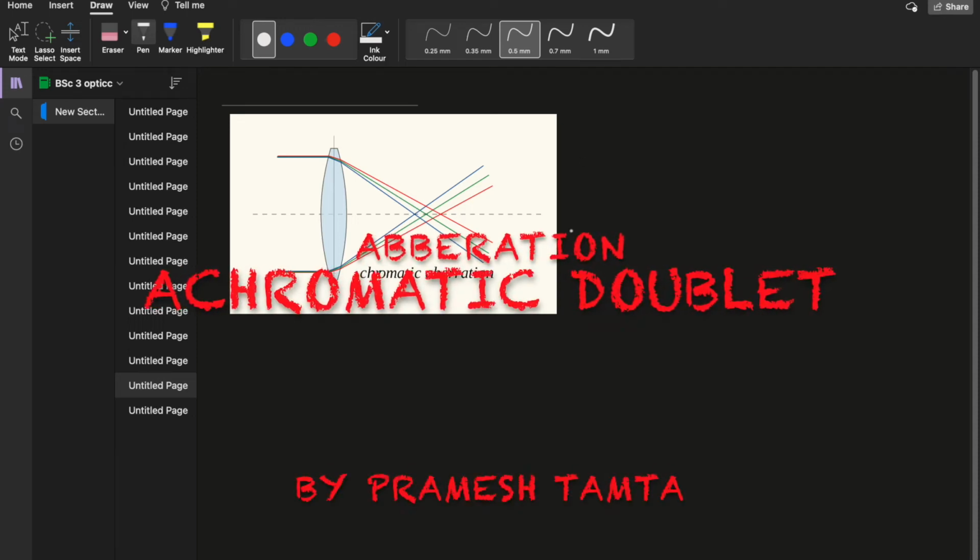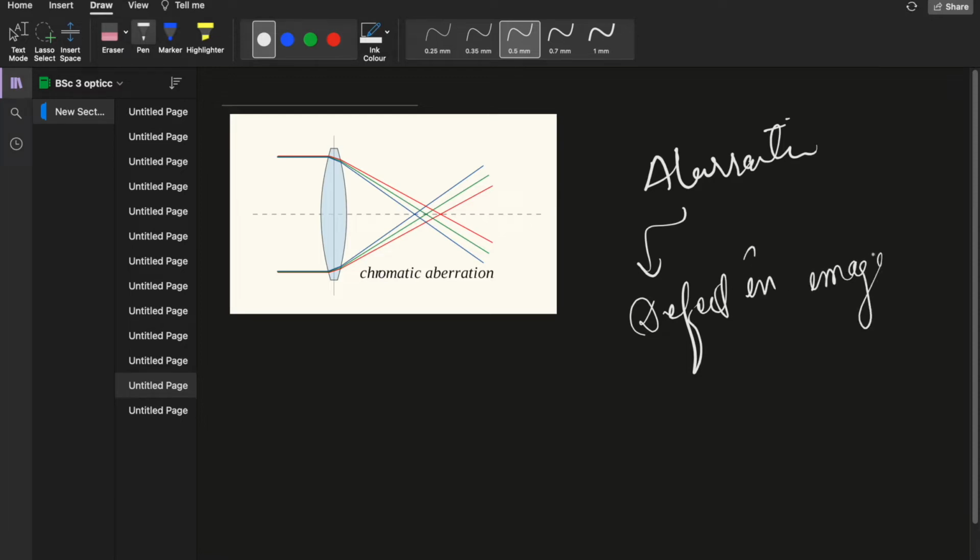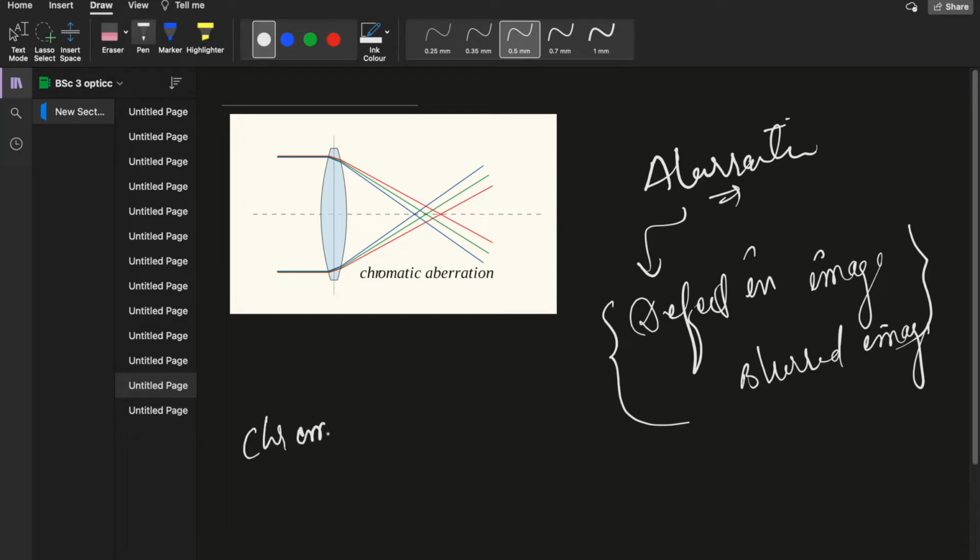So in our last lectures, we have discussed aberration, which simply means a defect in the image, or a blurred image. We have gone through the definition of aberration. Then we discussed what chromatic aberration is. Chromatic aberration, as we can see here, in a diagram.